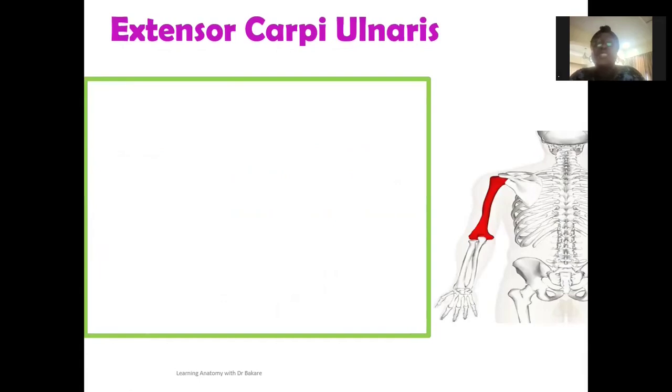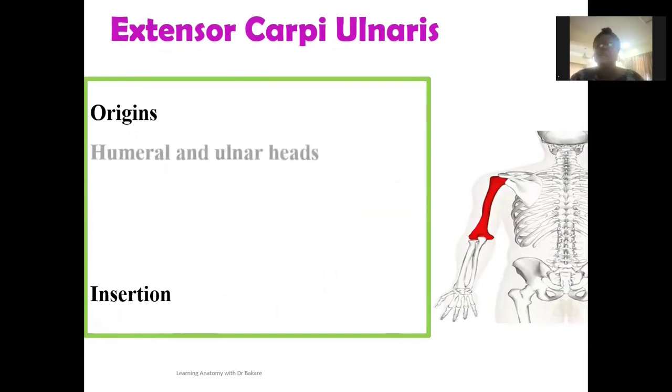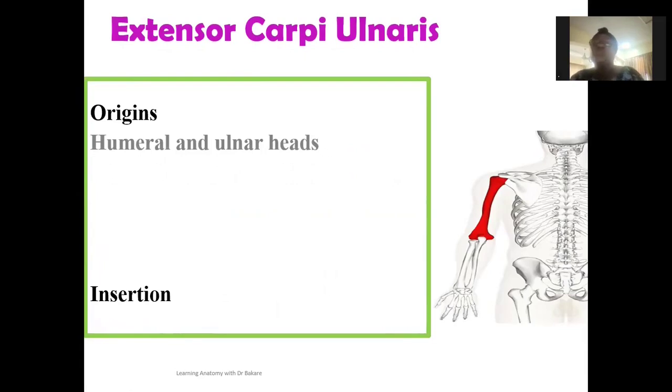Let's use this slide to describe the origin and also the insertion sites of this muscle. The extensor carpi ulnaris is seen to have 2 points of origin, and this is why it is seen to have the humeral and also the ulnar heads.